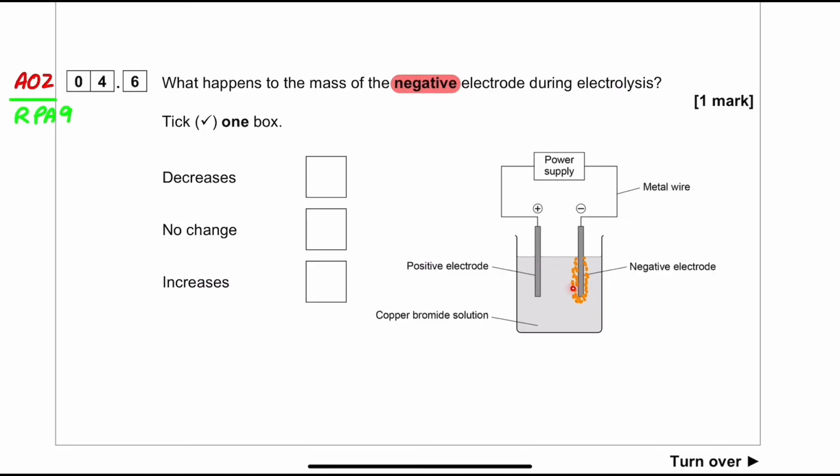Therefore, the copper atoms will stick to the inert electrode. As a result, the mass of the electrode will increase. Therefore, the negative electrode is gaining mass because the copper atoms are sticking to the negative electrode. So the correct answer is that the mass of the negative electrode during the electrolysis process will increase.